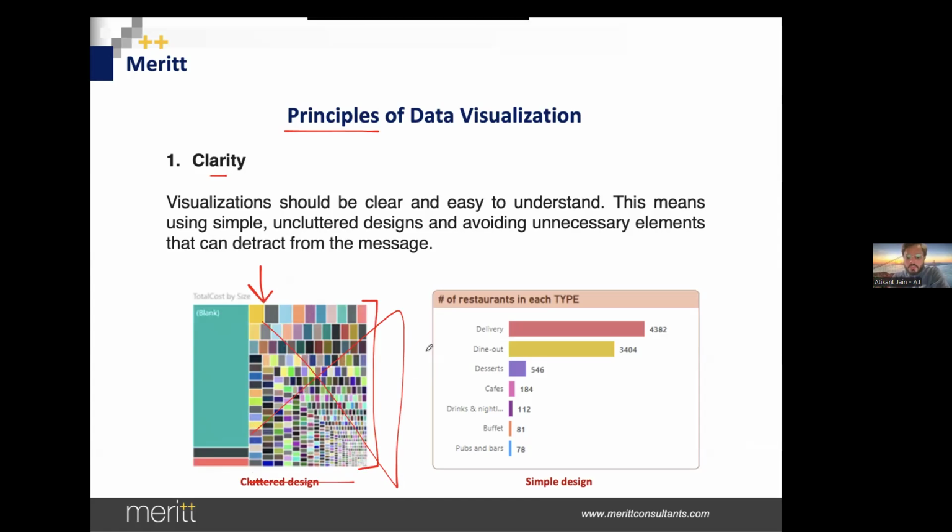If you see the right hand side, this is my number of restaurants in each type. I can see very easily delivery is somewhere around 4,000, dine out is somewhere around 3,000. The numbers are easily telling me what category is giving me how much, right? So this is very important. Clarity is number one priority.